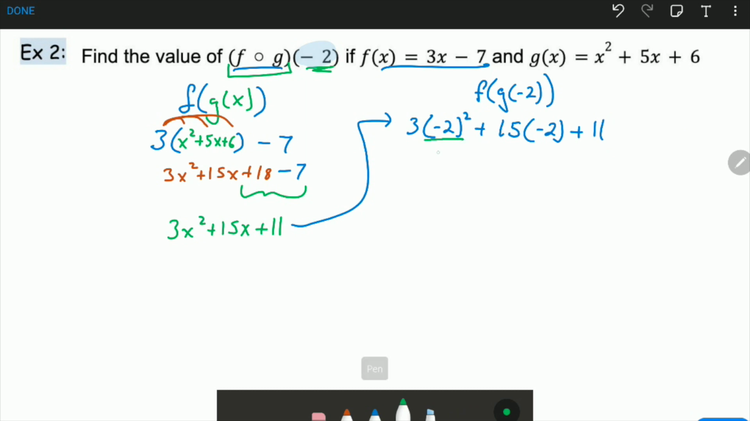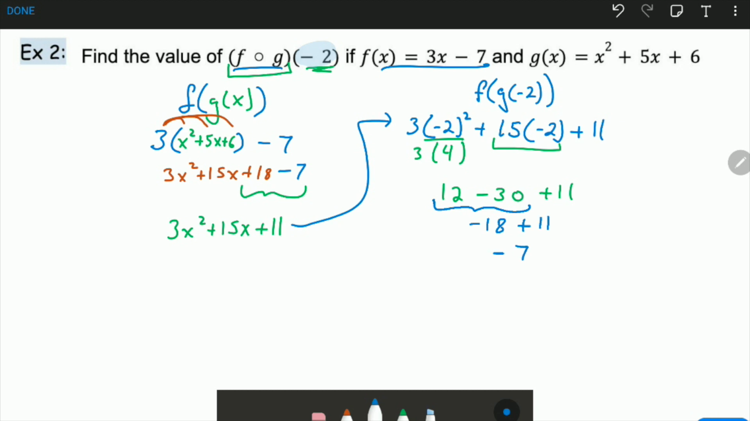So -2 squared is positive 4, and 3 times 4 is 12. 15 times negative 2 is negative 30. Plus 11 comes down. If we go through and finish it off, 12 minus 30 is negative 18, and negative 18 plus 11 is negative 7.